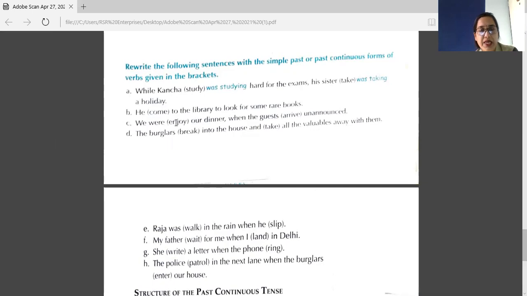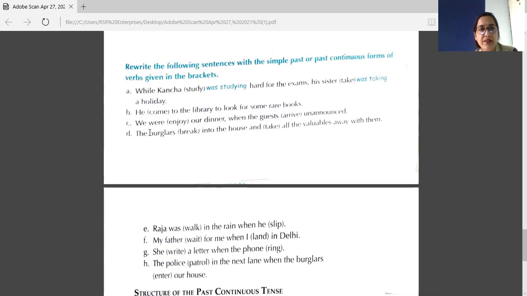Let's see this B now. He dashed to the library to look for some rare books. What is given in the bracket is came. Now, according to the sentence, we have to use simple past tense. This action happened at some past time. So he came to the library to look for some rare books.